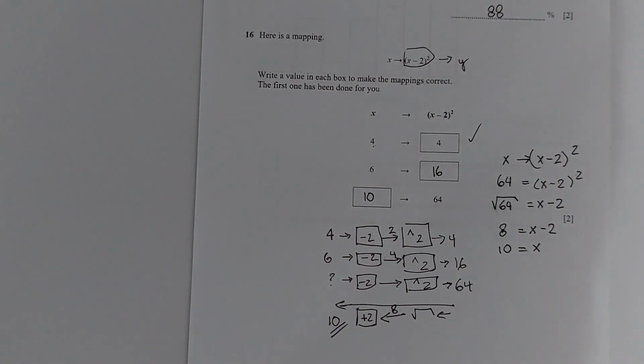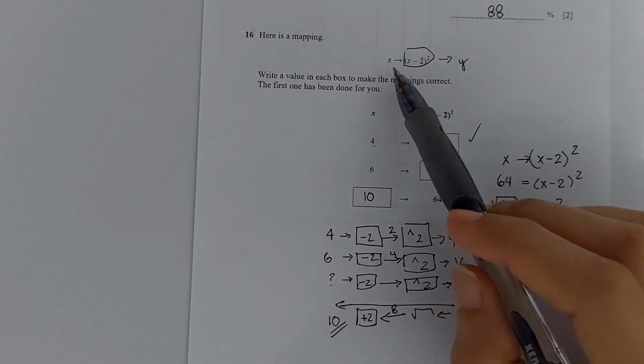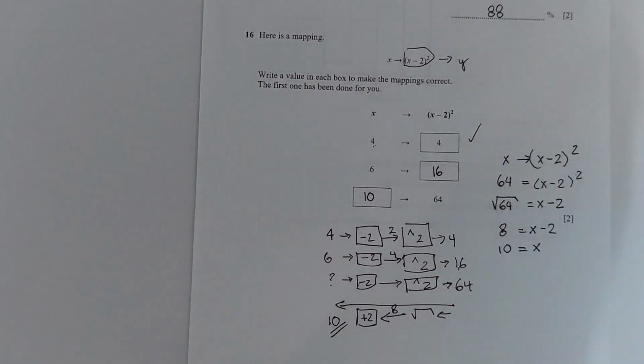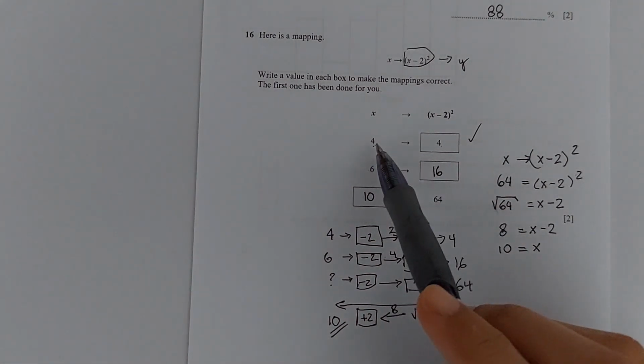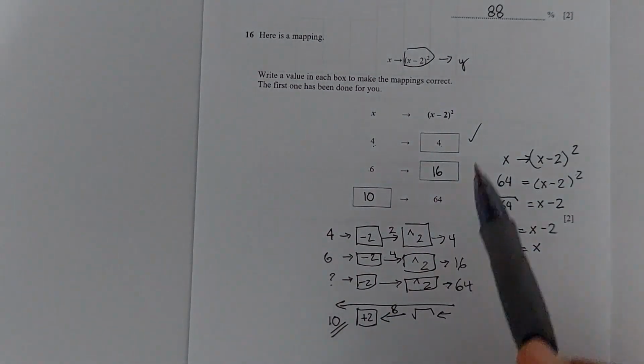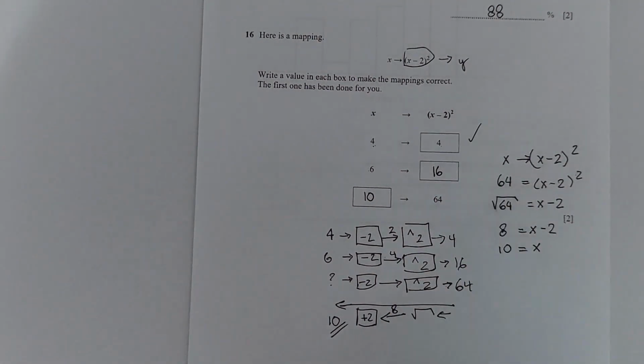Okay. Number 16, here is the mapping. X being processed by (x minus 2) in square brackets. So if you look on the paper already, x is being processed by this formula in order to get the output. Write a value in each box to make the mappings correct. The first one has been done for you. So if you look here, the input is 4, and it will be processed using this formula. If you look at the formula, which one will you do first? Of course, the bracket, right?